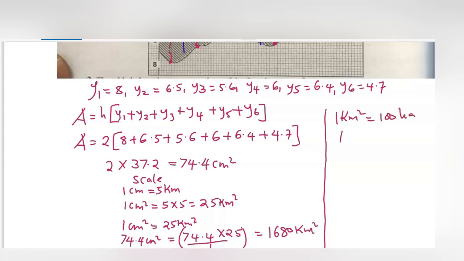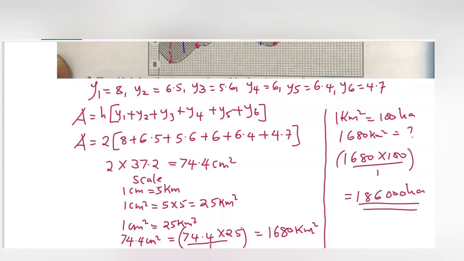What about 1860 kilometer square? It will be equal to, you cross multiply, 1860 times 100 divided by 1, and this one is going to give us 186,000 hectares as the answer to this particular question.